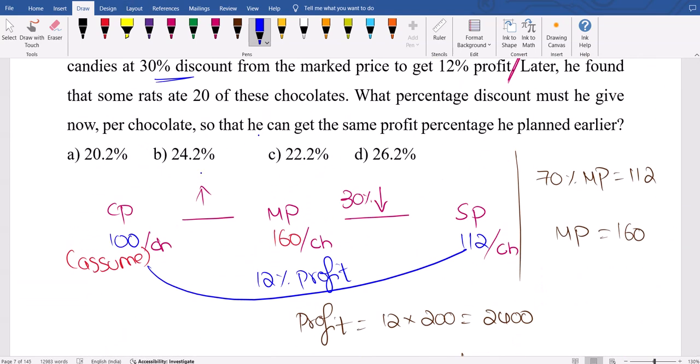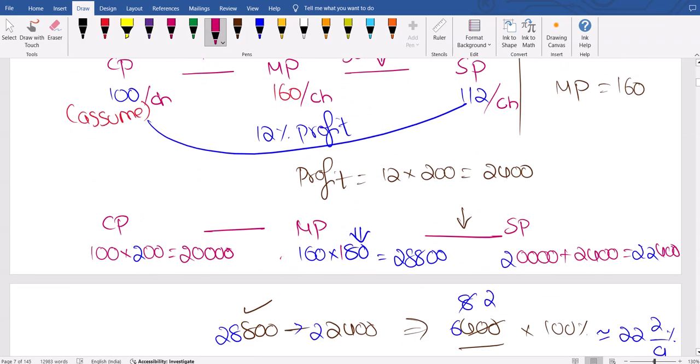That's there in option C. Thus option C is perfect: 22.22 percentage. You observe that. See this effect. Why here 200? Why 180? This is very important. Instead of 180, I took 80. That's the mistake from my end.